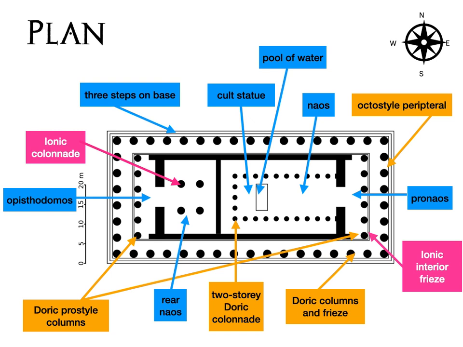In the naos, the front room of the temple where the cult statue is housed, you can also see that there's another U-shaped colonnade. This one is 2 stories in height, like 2 columns stacked on top of each other, which makes Athena look even bigger, and it is Doric in style as well, and it's U-shaped, framing the goddess.